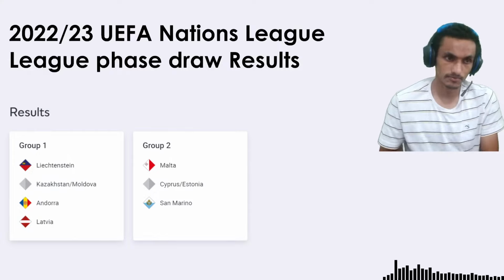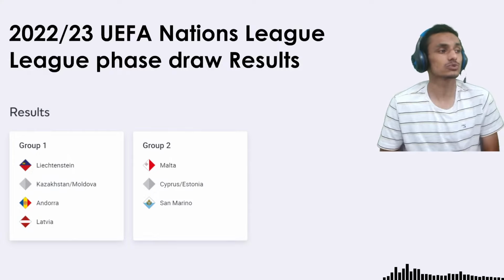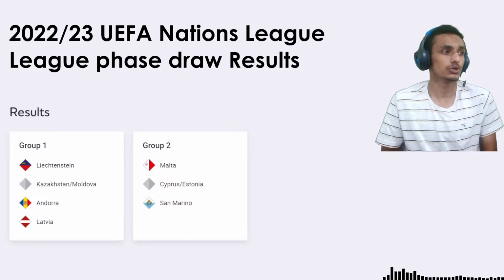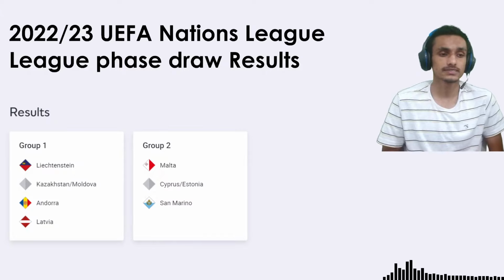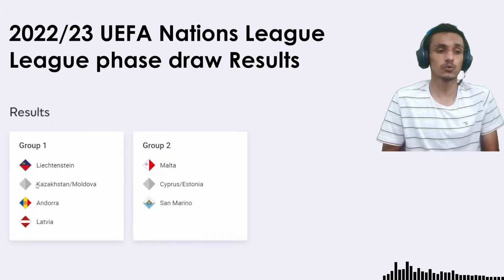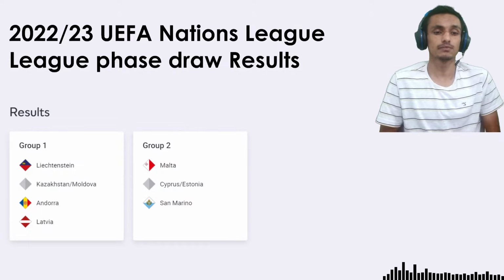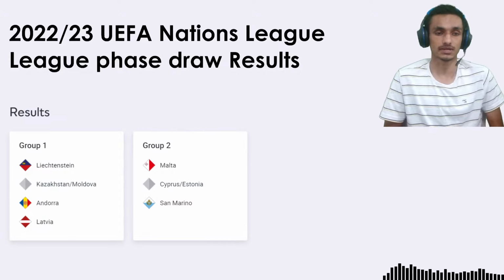So hey, hello, welcome back guys. It's the UEFA Nations League 2022-2023 league phases draw. So anyway, starting from League D, Group 1: Liechtenstein, Kazakhstan or Moldova, Andorra and Latvia. And Group 2: Malta, Cyprus or Estonia, and San Marino.